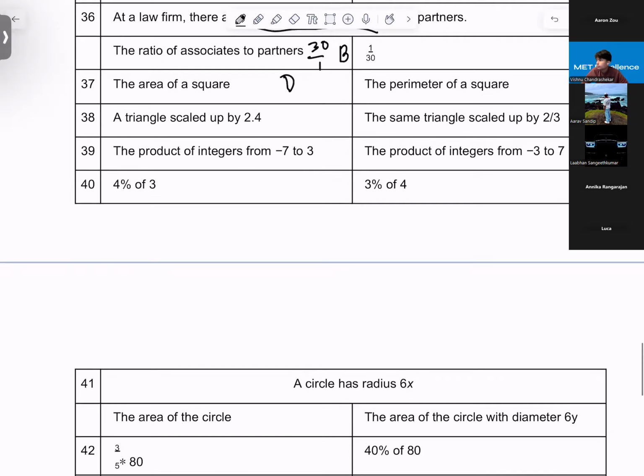All right, here the same triangles are being scaled, but 2.4 is greater than 2/3, so it's going to be A.